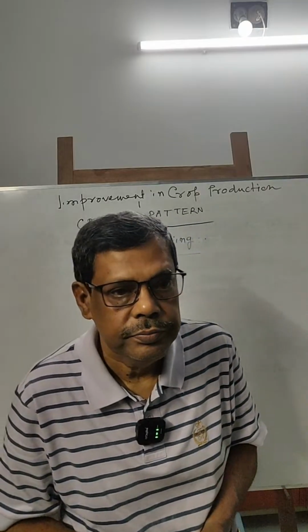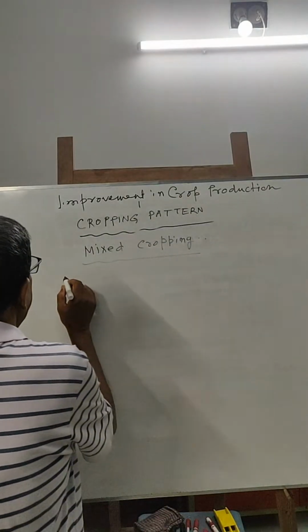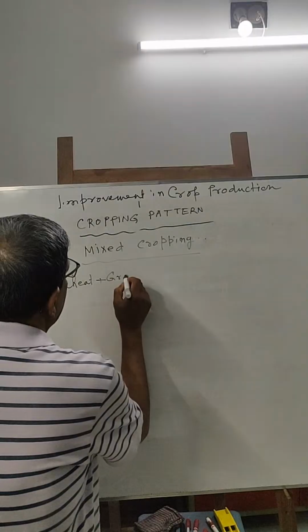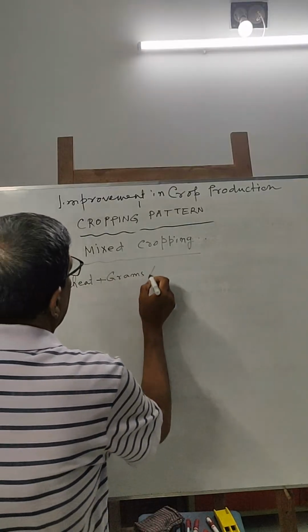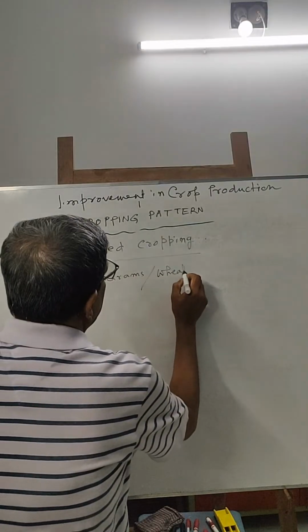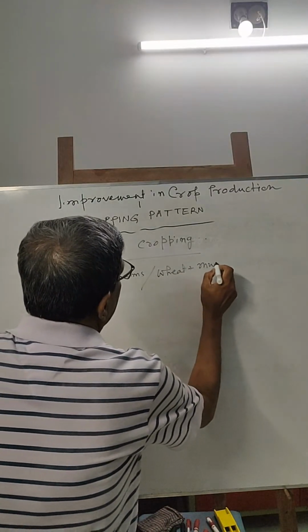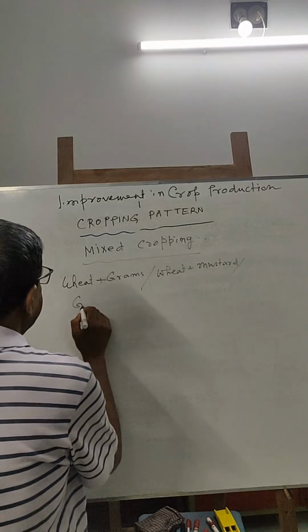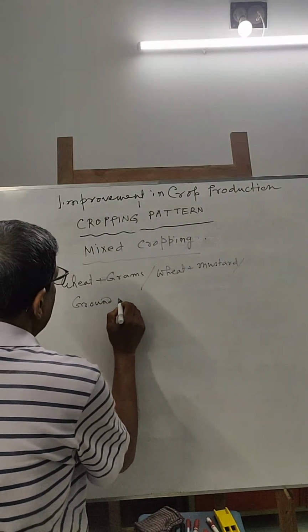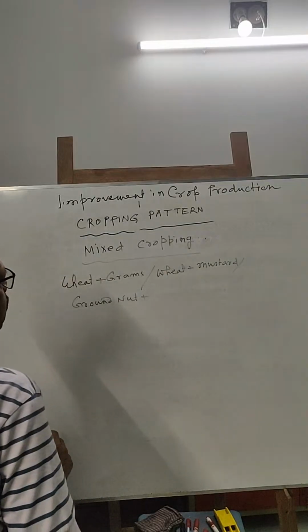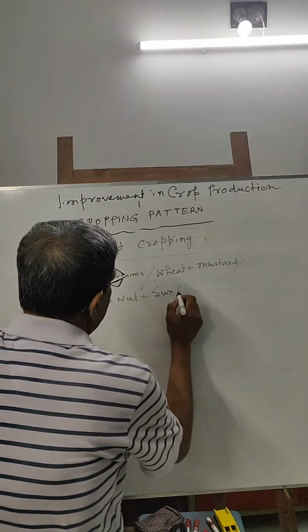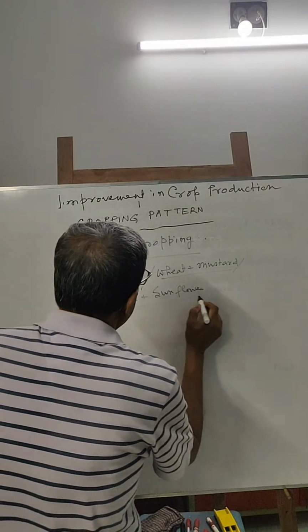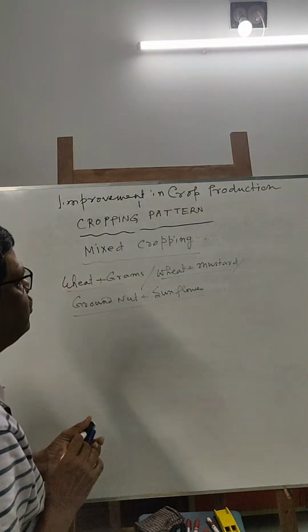As for example, wheat plus gram, wheat plus mustard, groundnut plus sunflower. These are the three examples of mixed crop.